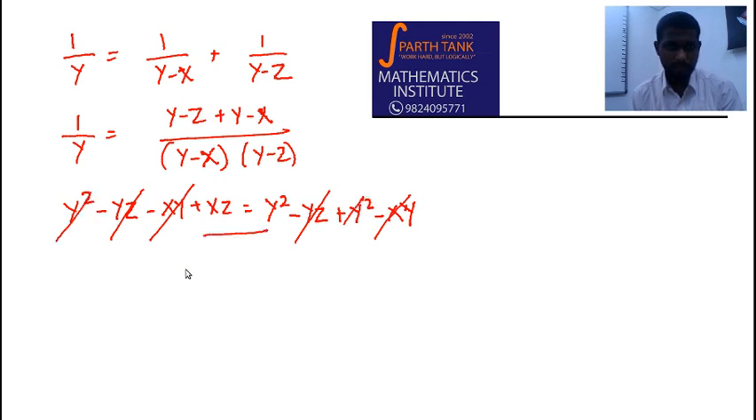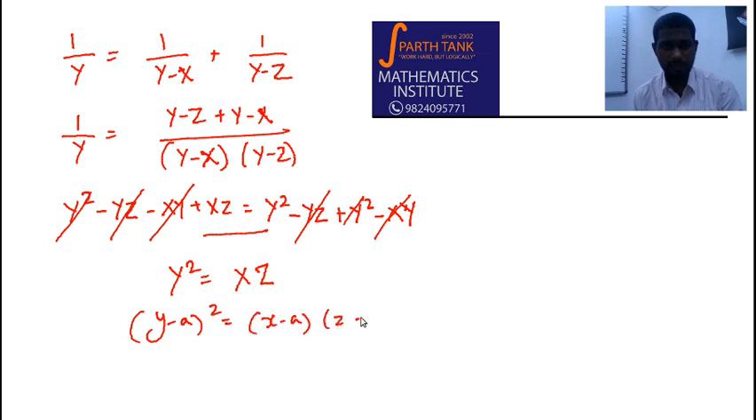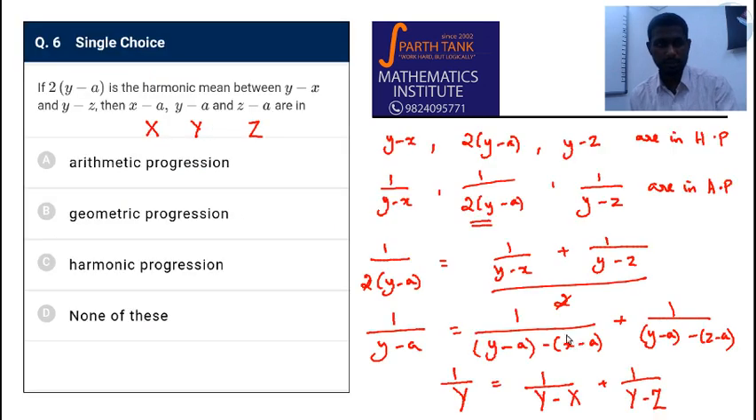So the terms that are left are Y squared is XZ, and since we know Y squared is nothing but y minus a squared, X is x minus a and Z is z minus a. We see that x minus a, y minus a and z minus a are in GP because the middle term square is the product of the other two terms, right? If they are in GP, this square will be the product of these two terms. So the answer is they are in a geometric progression, option B.